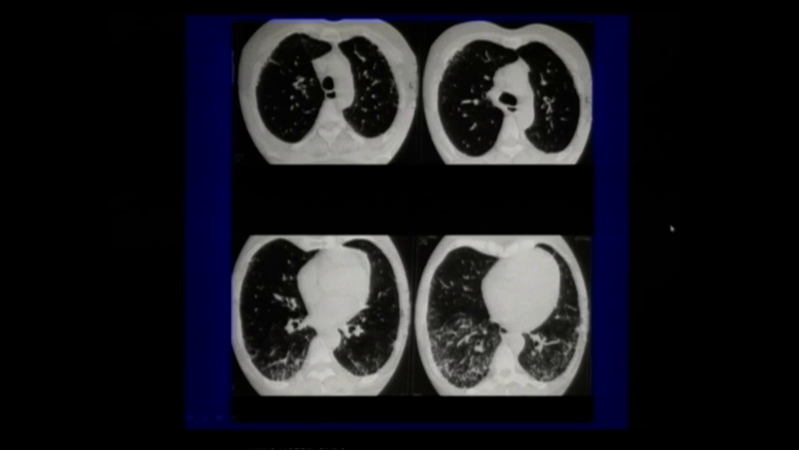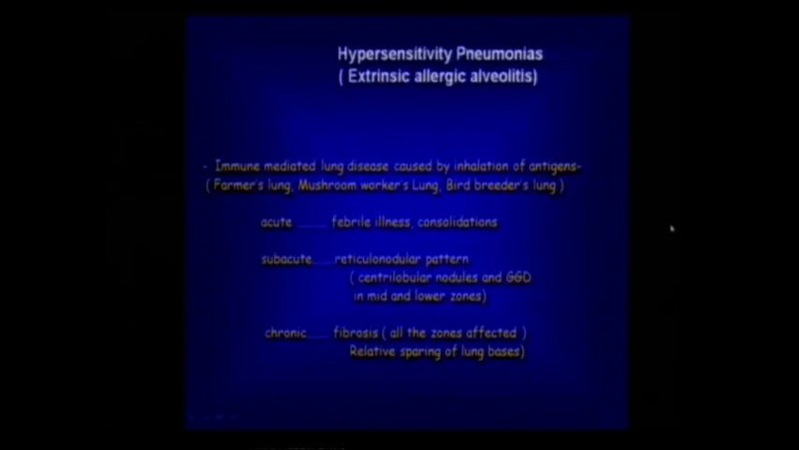But coming to HRCT, see, things are very sharp. You can see that there is a predominance in the basal regions, and there is fibrosis, there are reticular lines, and probably there is a bit of traction bronchiectasis also. So this is how it improved from conventional CT to HRCT.